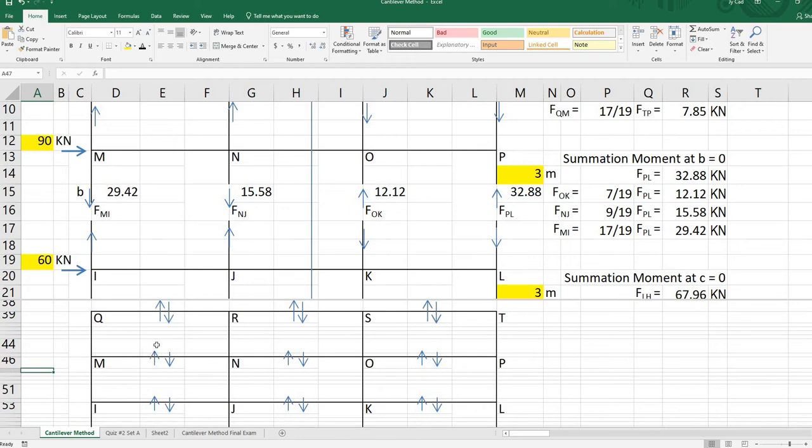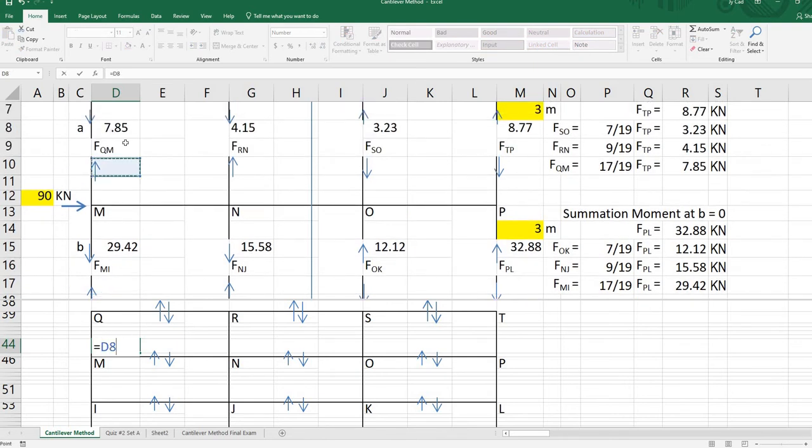Sorry, ito pala. Yan. And that is equal to the sum of 7.85 plus 29.42. Pero, tama ba yan? Of course not. You have to consider the directions.